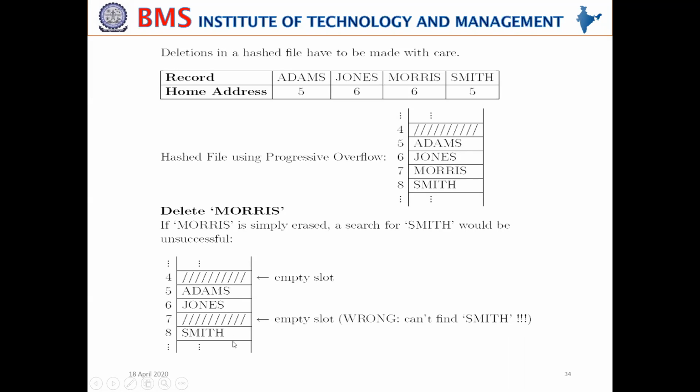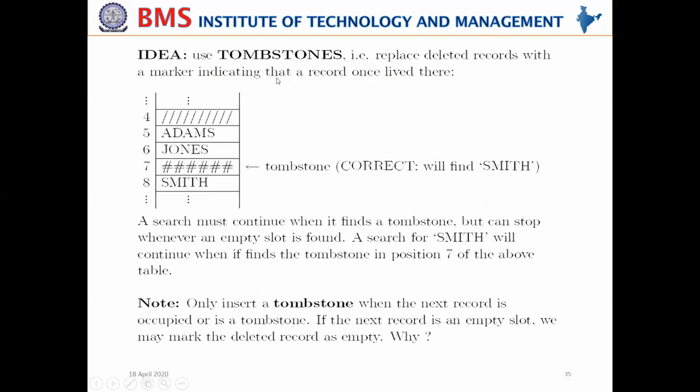This is a problem we are going to face. After your record is deleted, you have some more records after it. If you want to search for those records after the deleted record, it becomes very difficult. So how do you handle this particular problem? It's nothing but using the idea of tombstones. Replace the deleted record with a special marker indicating that a record once lived there but no longer exists.